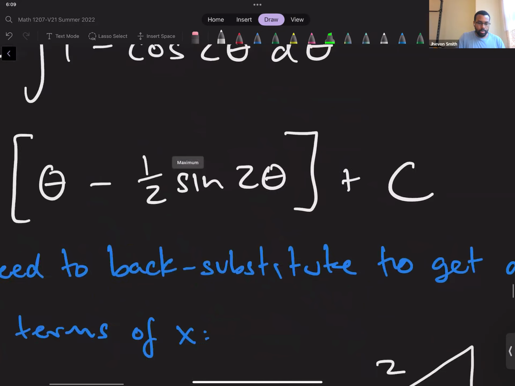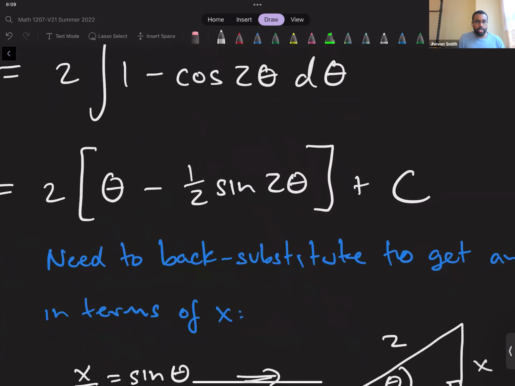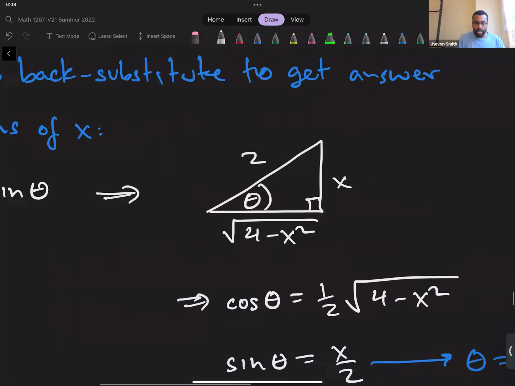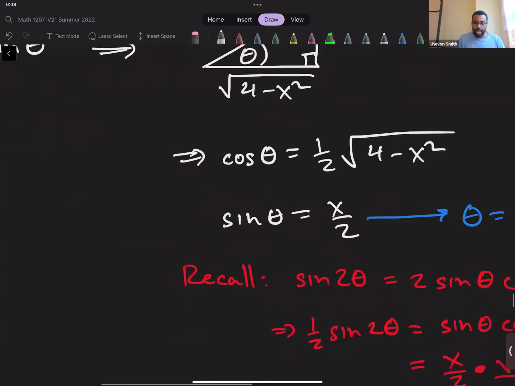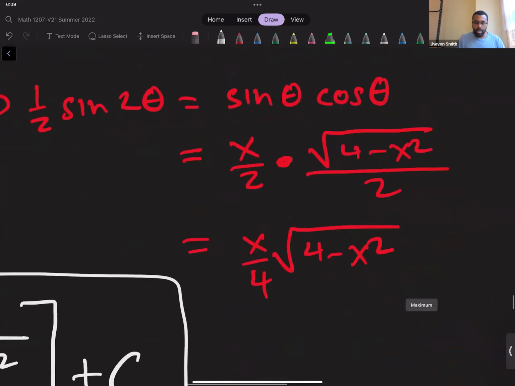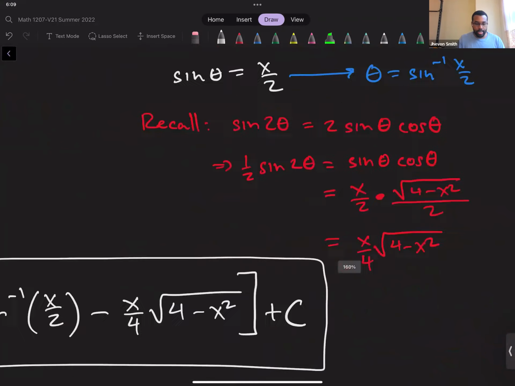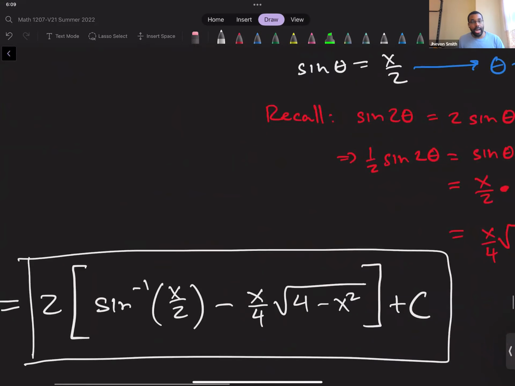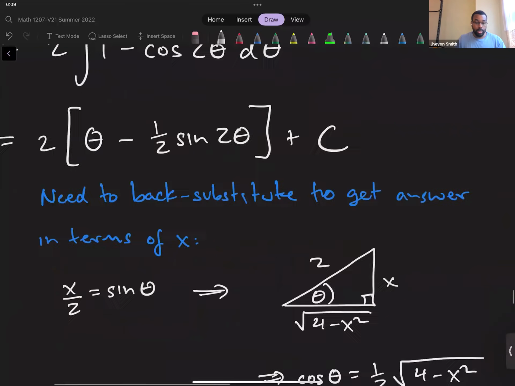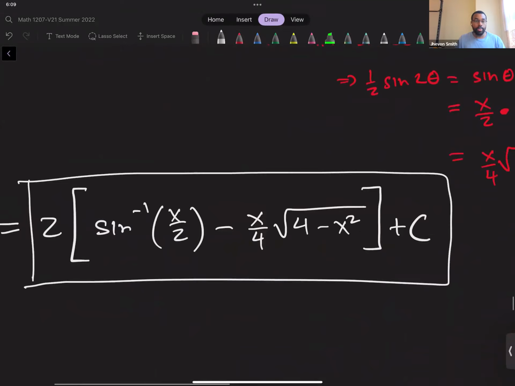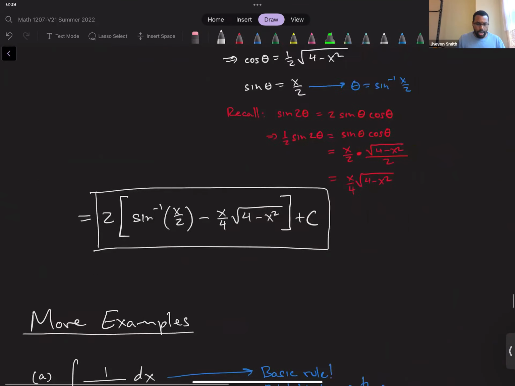So in this case, we had our answer as theta minus 1/2 sine 2 theta times 2. And it turns out from this, we could figure out sine and cosine, which means we can figure out sine of 2 theta, which means this expression in this case. And that allows us to write our answer, which was in terms of theta, in terms of x, which was the original variable. And we did more of the same.